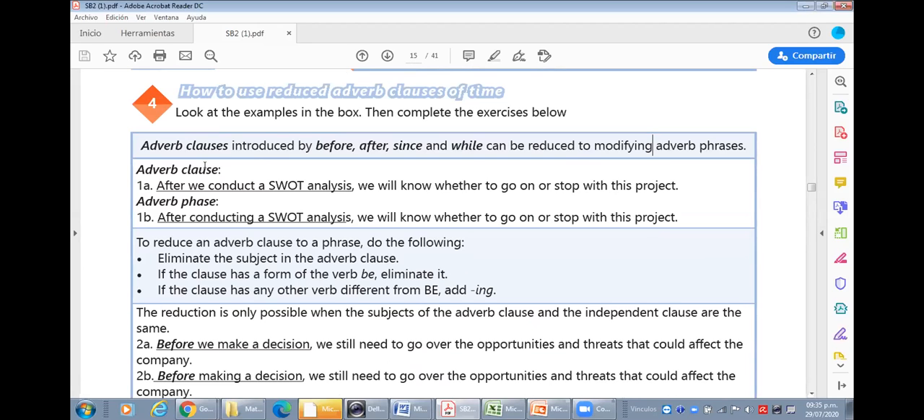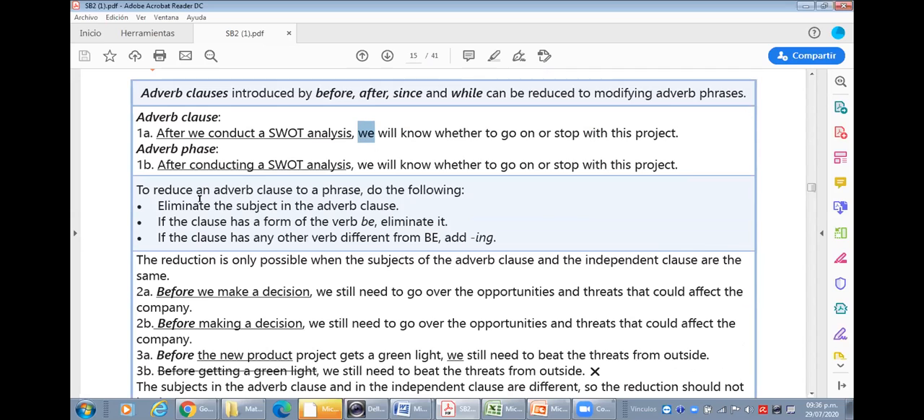Okay, so this is the adverb clause. After we conduct a SWOT analysis, we will know whether to go on or stop with this project. Okay, again, number one condition. Remember, number one condition, the subject has to be the same. The same subject, we and we. So we can make the reduction. So we say after conducting a SWOT analysis, and the rest is the same. We will know whether to go on or stop with this project. Okay? So the same rules.